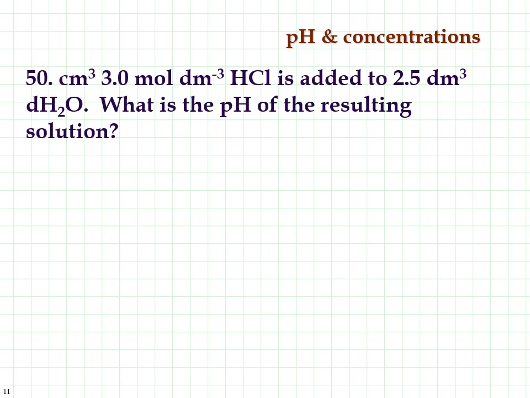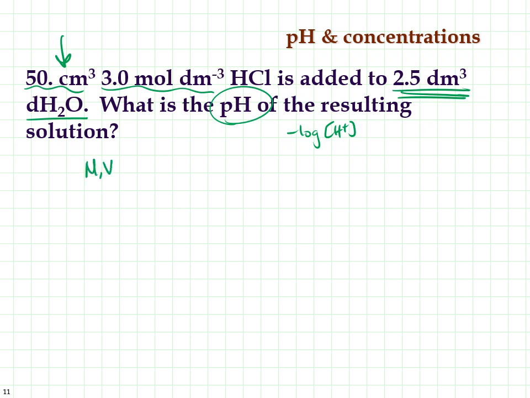All right, we're going to do 2 more problems and call it a day, my friends. So let's say that I've got 50 cubic centimeters of 3 moles per cubic decimeter hydrochloric acid, and I'm going to first dilute it by adding it to some distilled water. What is the pH of the resulting solution? So before I can use my negative log of the hydrogen ion concentration to find the pH, I need to work on my dilution here. So remember that our dilution formula is M1V1 equals M2V2.